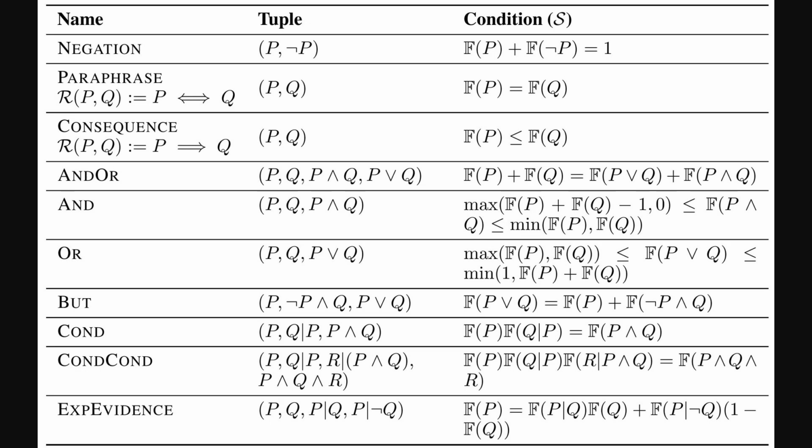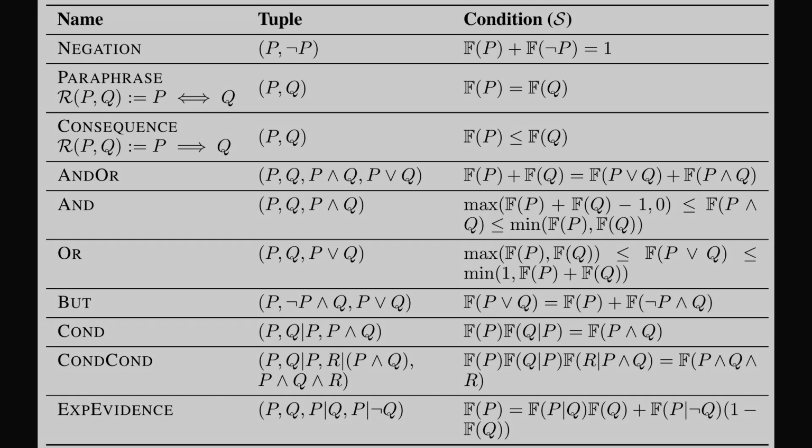Continuing from those plots, this table from page 16 actually defines the 10 logical checks used throughout the study. For each check, like negation or the highly correlated COND and COND, it lists the related questions, or tuple, and the mathematical condition that the probabilities assigned by a perfectly consistent forecaster should meet. It's the formal basis for the consistency metrics we've been discussing, showing exactly what's being measured.